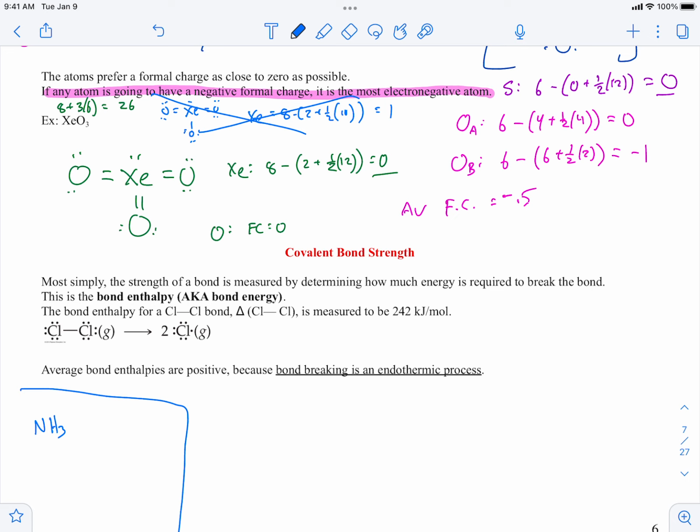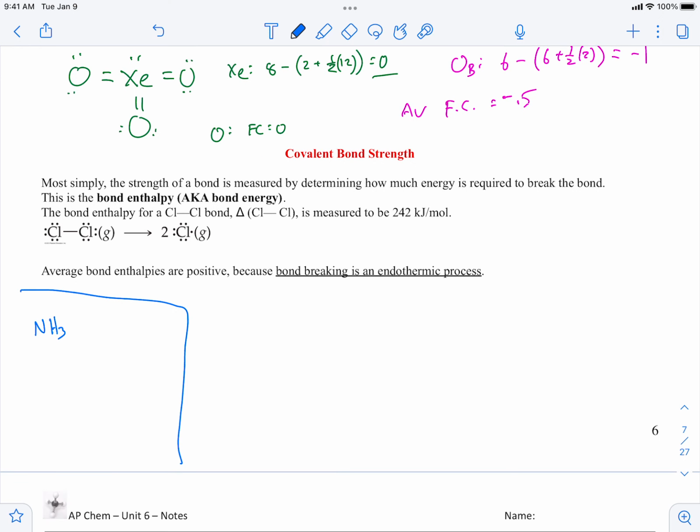So maybe it's not the best example. This is more of an example of showing you the mechanics of calculation, right? But for small molecules like ammonia, which is one of the most common molecules around, you should be able to calculate formal charge no problem. So let's do this one. So for the hydrogen, Lewis diagram first.